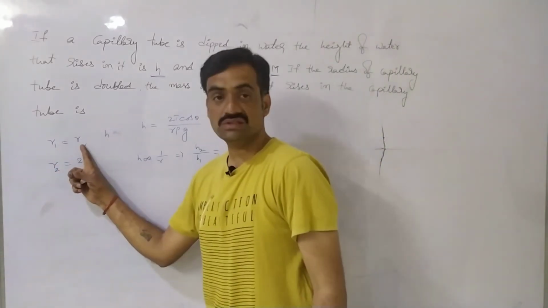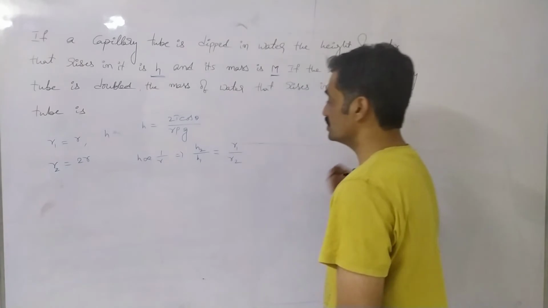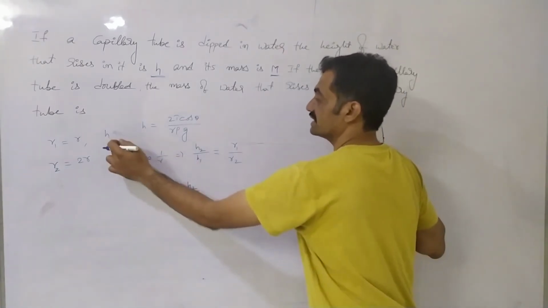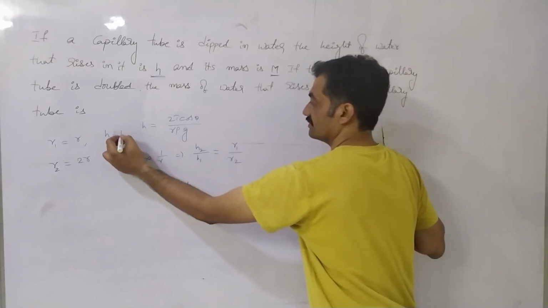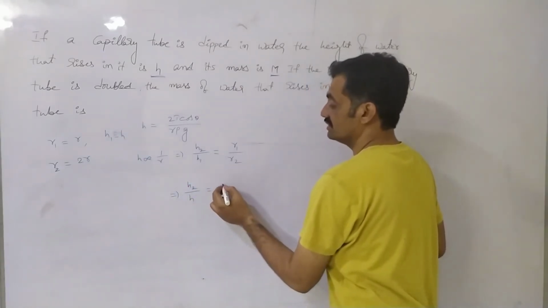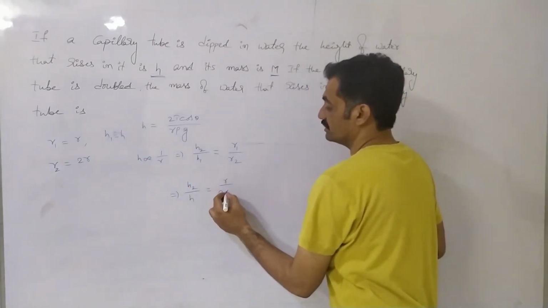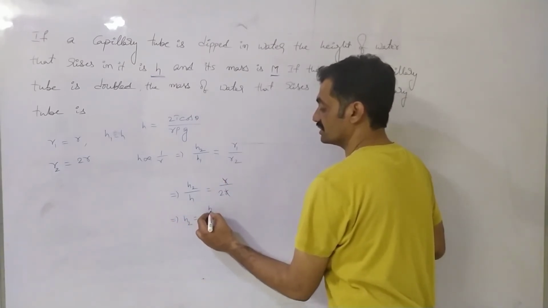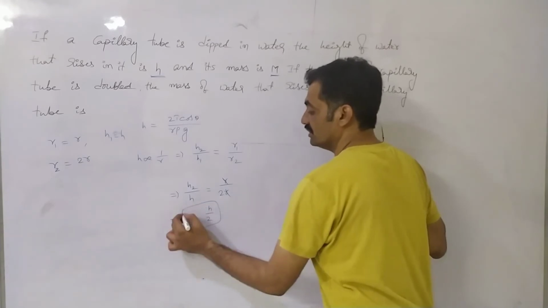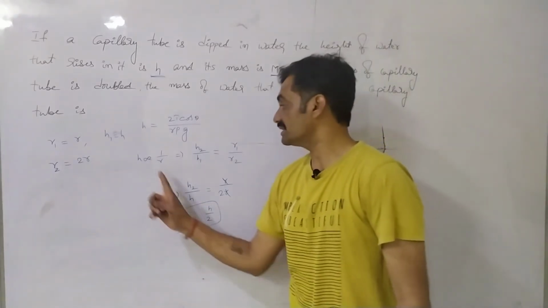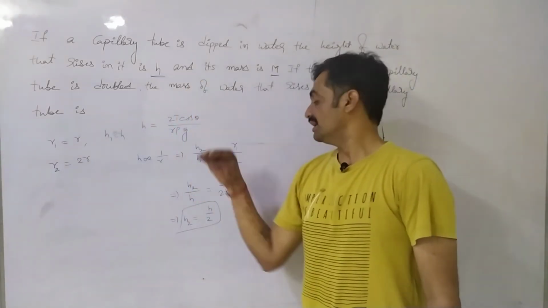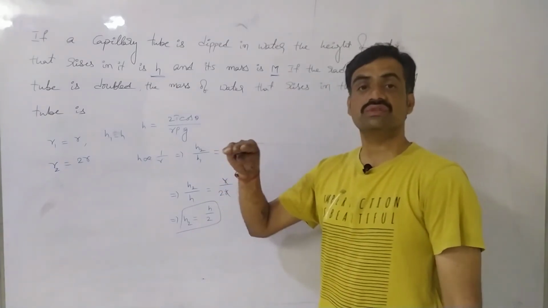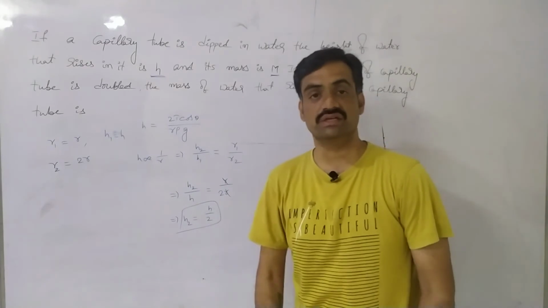Observe that r1 equals to r and r2 equals to 2r. Based on that, we can represent that h2 by h is equals to r by 2r. So r and r get cancelled. So here we get h2 is equals to h by 2. So when the radius of the capillary tube has been doubled, the height of the liquid has fallen to half of the initial height of the liquid.